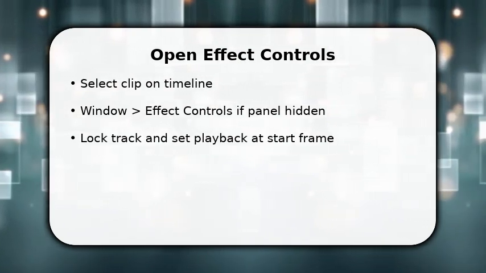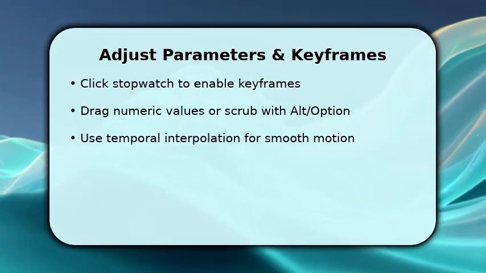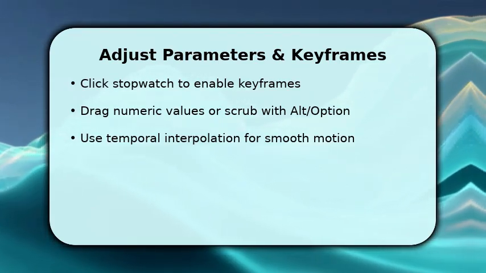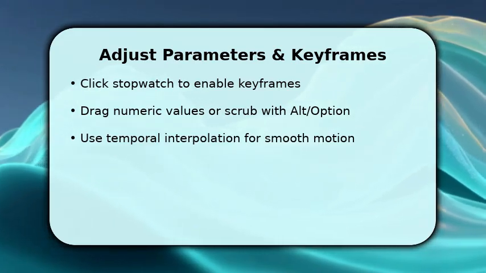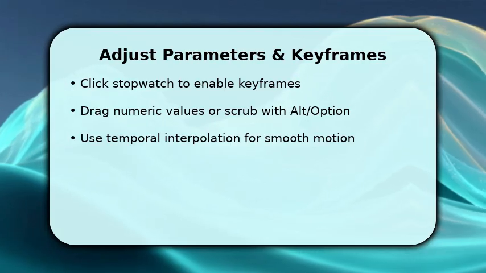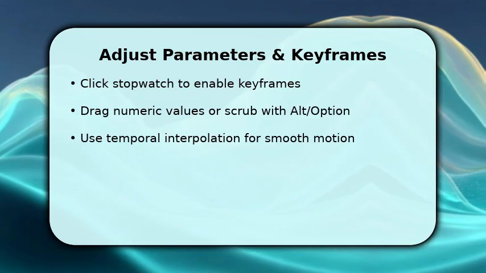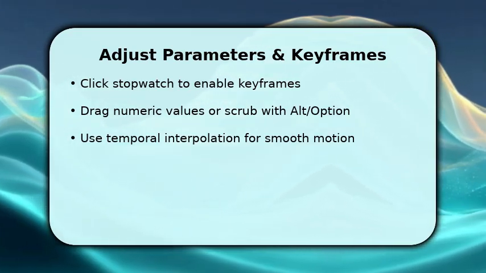Now you'll enable animation by clicking a stopwatch next to a parameter. That creates the first keyframe. Then, move the playhead, change the value, and Premiere adds another keyframe. That's how you build motion or opacity fades. For precise adjustments, scrub numeric fields or hold Alt/Option while dragging for finer increments. Make sure to right-click keyframes to change interpolation.